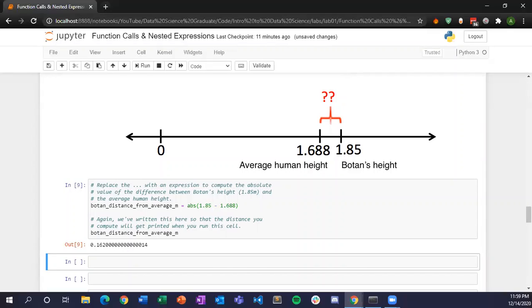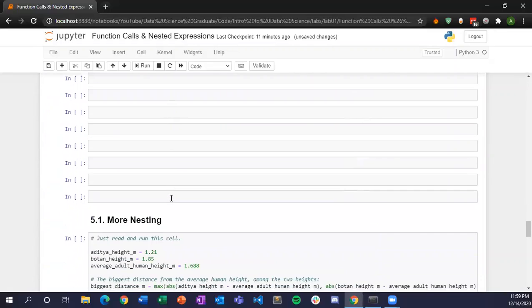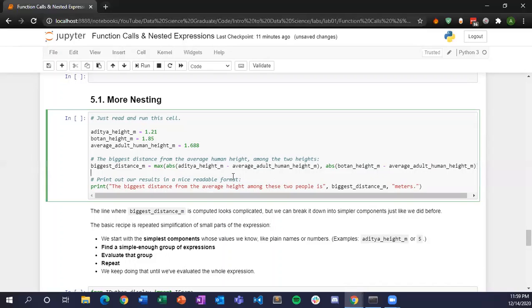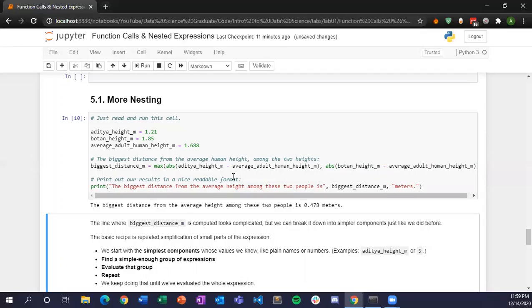Now, say that we want to compute the most unusual height among Aditya's and Botan's heights. We'll use the function max, which again takes two numbers as arguments and returns the larger of the two arguments. Combining that with the absolute function, we can compute the biggest distance from the average among the two heights. For simplicity, I went ahead and filled in the values for their heights in the calculations. So we get that the biggest distance from the average height among these two people is 0.478 meters.